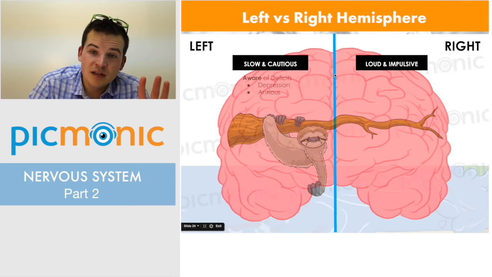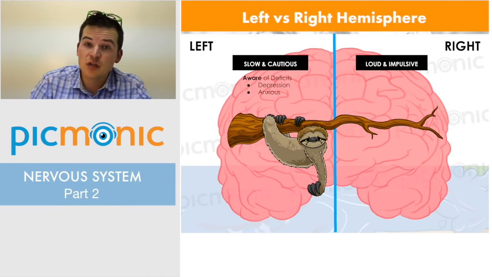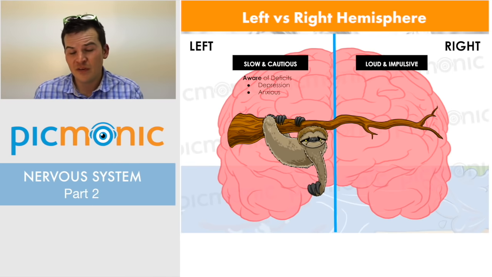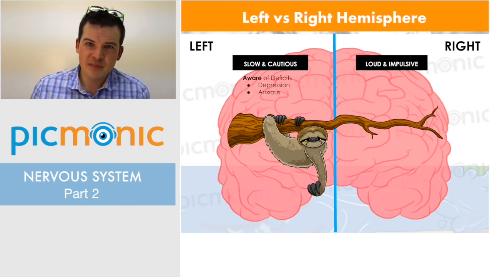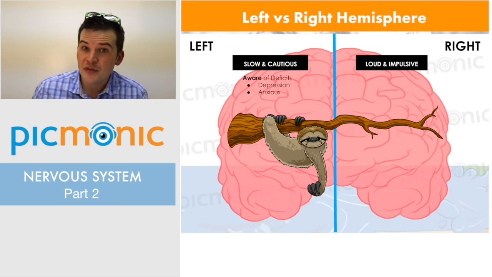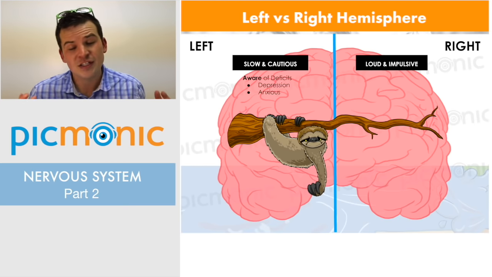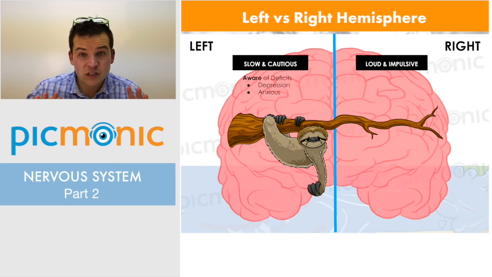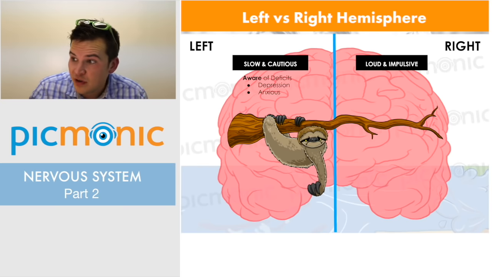Left-sided strokes. I want you to remember left-sided hemisphere strokes as patients who are slow and cautious. They often have depression, they're very anxious because they're aware of what's going on. I compare them usually to a sloth. I know that's not really fair, but that's the example that I like to use. They're very slow moving, looking around, being very careful because they know something is wrong.